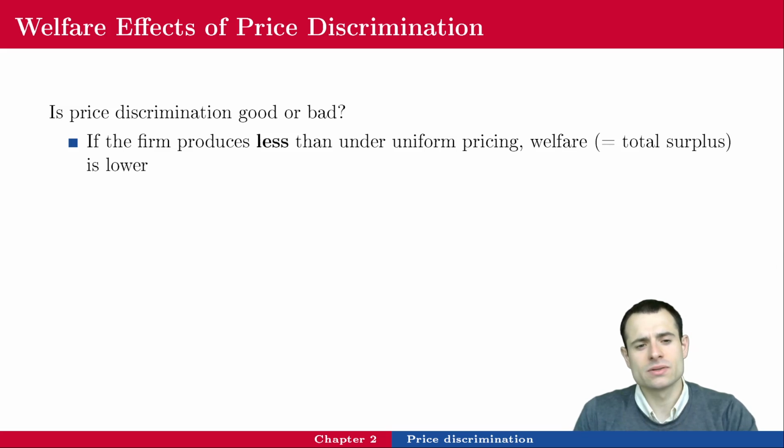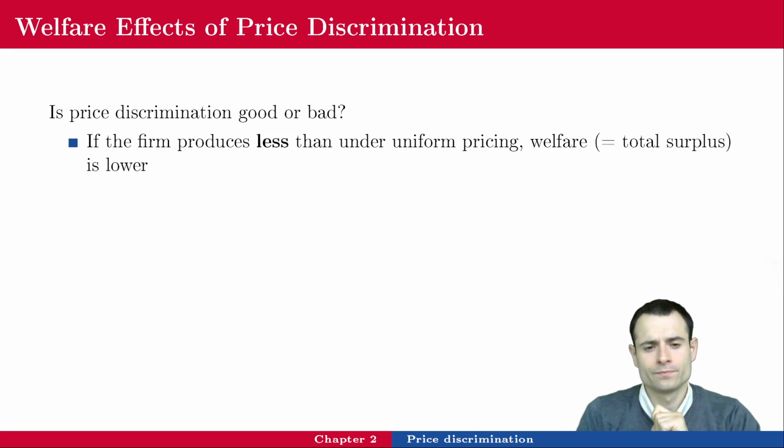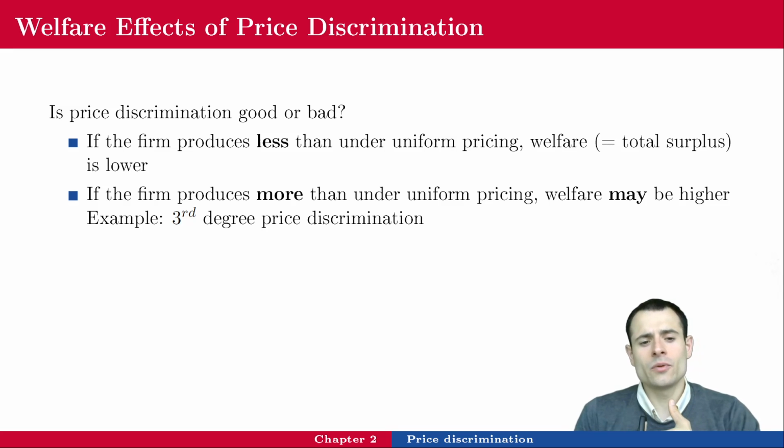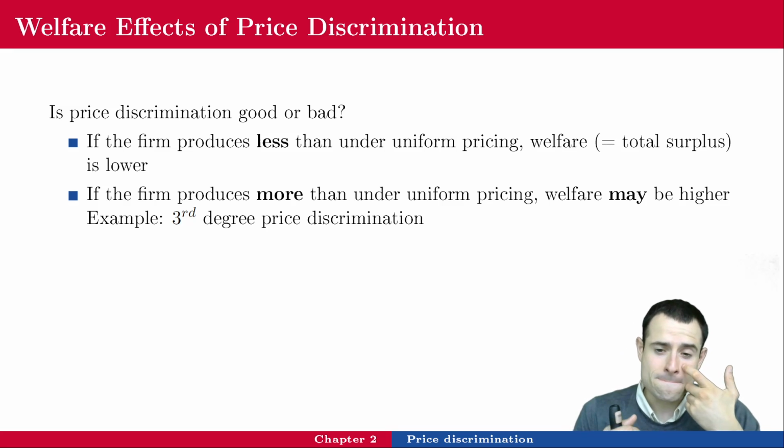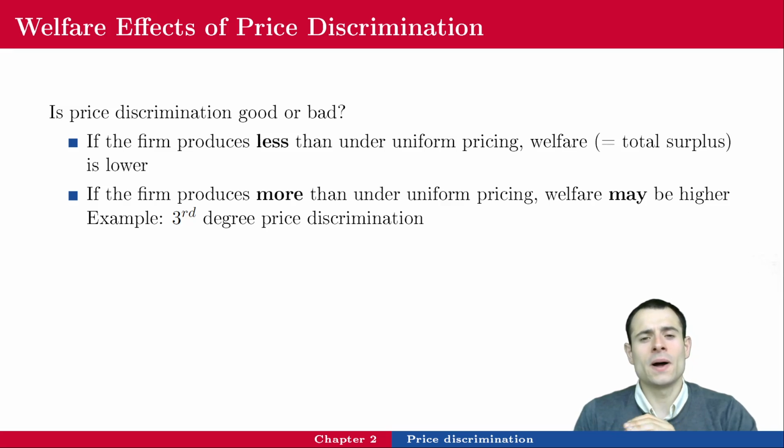Well, it depends on the types. Generally, if the firm produces less than under uniform pricing, so if the quantity sold is lower, welfare, total surplus, is lower. Total surplus between consumers and producers as a whole. If the firm produces more than under uniform pricing, welfare may be higher. Again, I talk about welfare as a whole, total surplus. Some in the process could be made worse off.